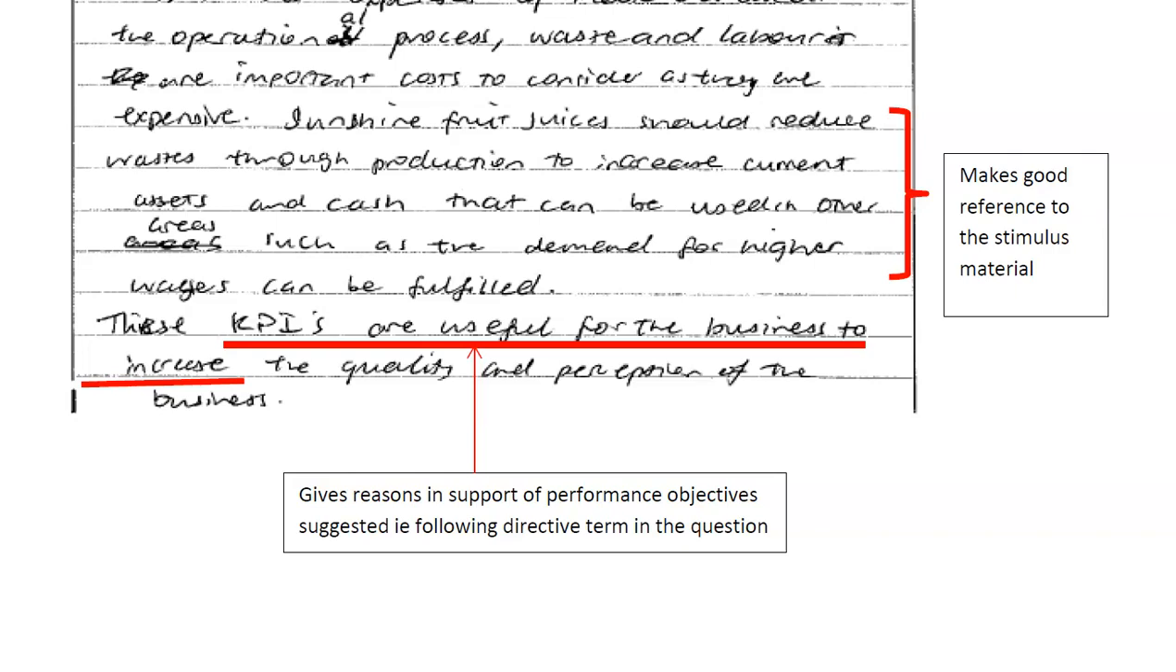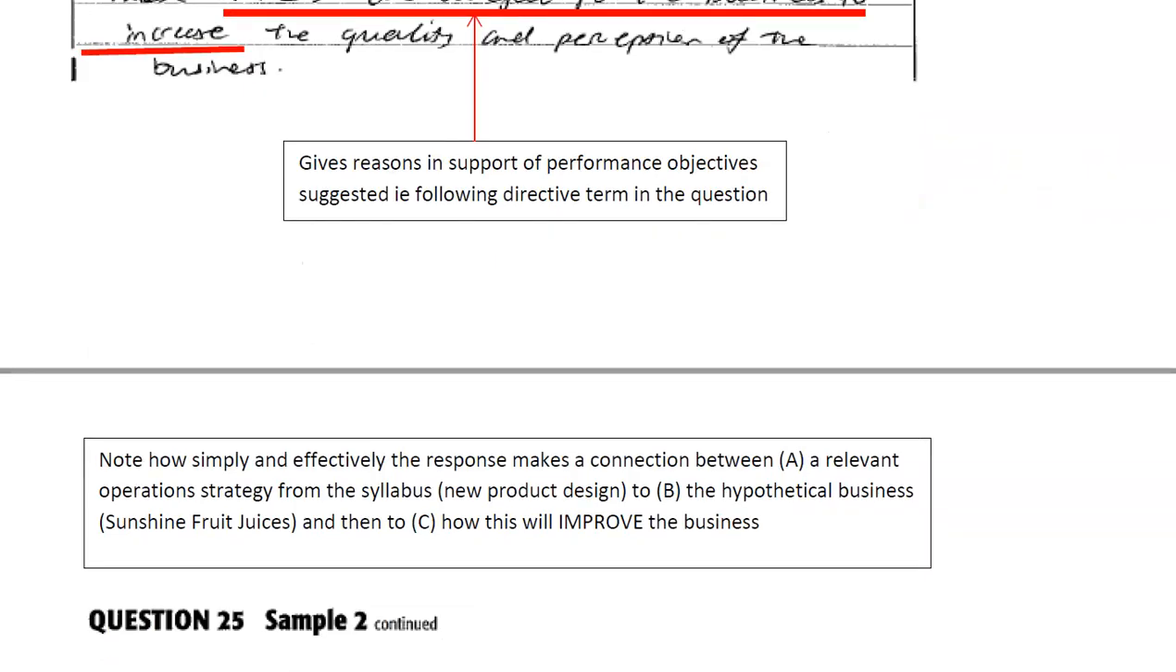Here, making good reference to the stimulus material again and giving reasons in support of the performance objective suggested. So that is an area where they're directly following the directive term in the question. So they're providing their recommendations and supporting it with reasons why they're the most appropriate.